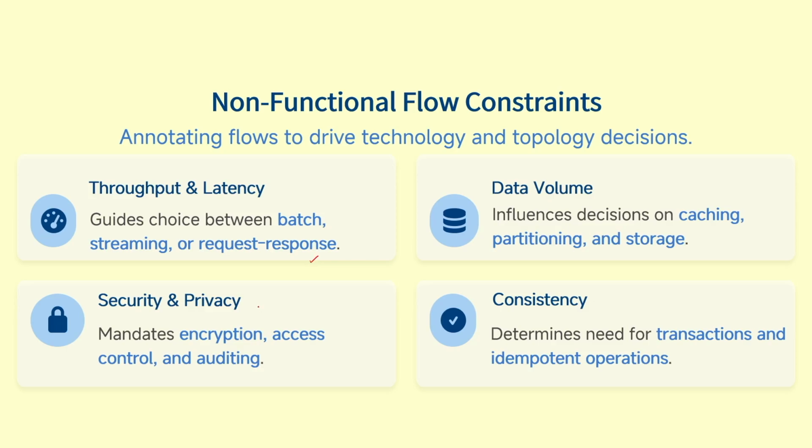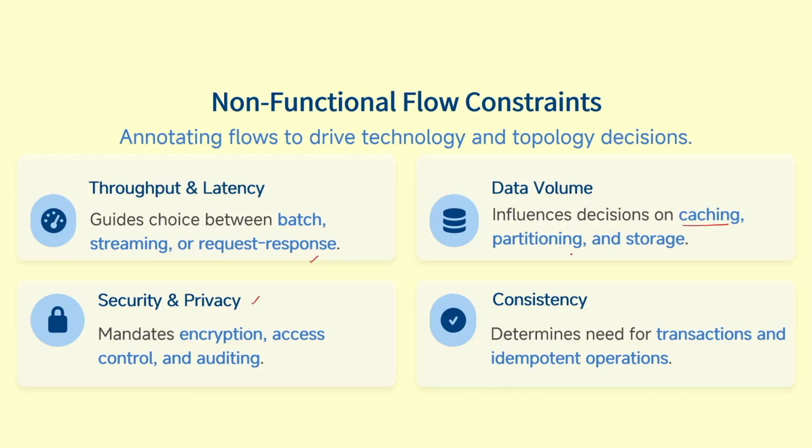And with respect to the security and privacy mentioned in the non-functional requirements, we can go for encryption, access control and auditing. Okay. The data volume. When you have very big data, it is better to go for caching because it will save the data which is used in the near term, right. So, this is very important.